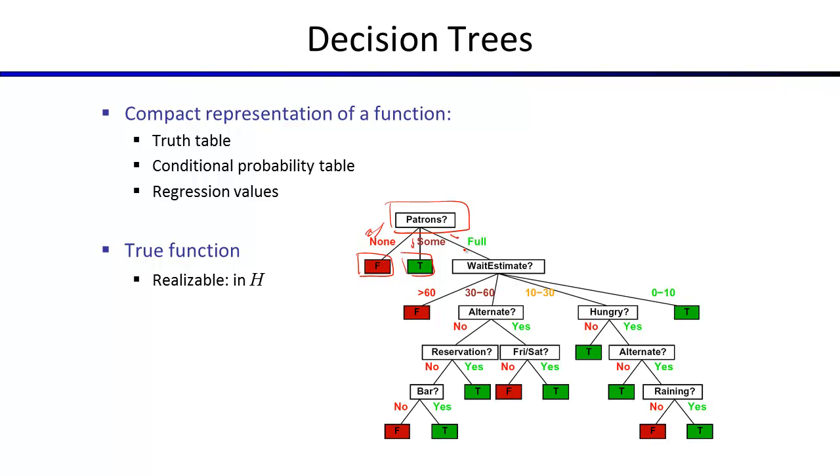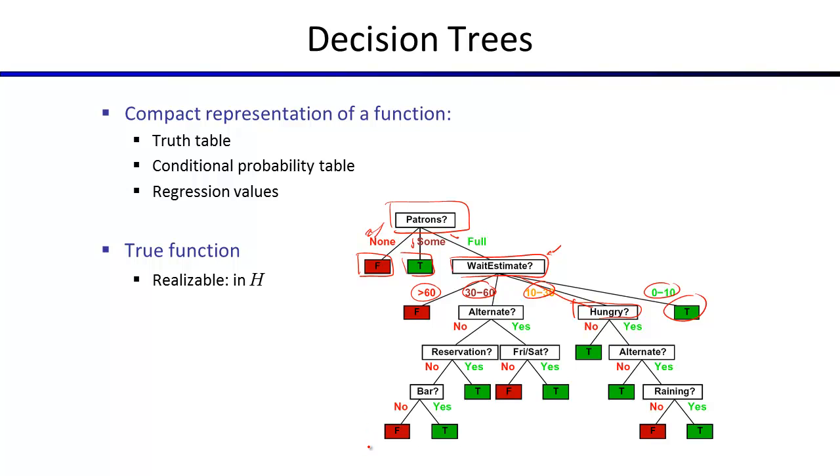If it's full, then the next attribute considered is the wait estimate. How long would they have to wait? This can take on, in this case, four different values. Bigger than 60, between 30 and 60, 10 to 30, and 0 to 10. For 0 to 10, for example, this decision tree will return true, willing to wait. For 10 to 30, there'll be a sub-decision tree here, where there's a new attribute on which we split, whether the customer is hungry or not, and so forth. So you get the picture. There's a procedure here that allows you to traverse this tree and to decide for any new customer, if you see all their attributes, that is all their features, whether they will wait or not according to this particular decision tree.